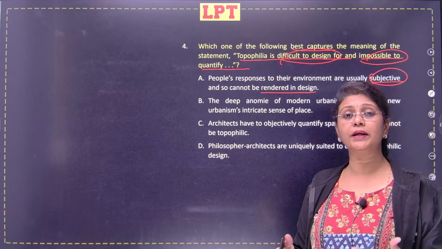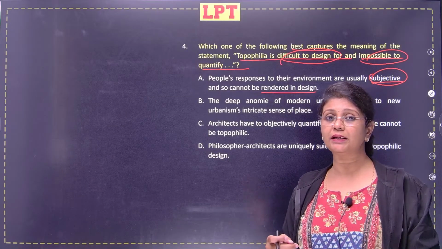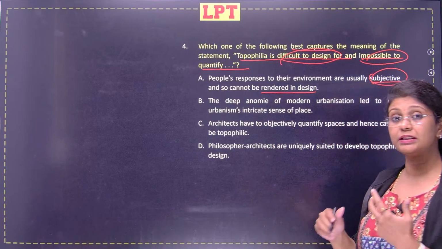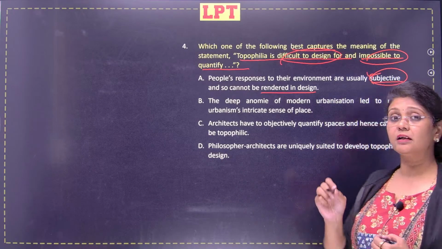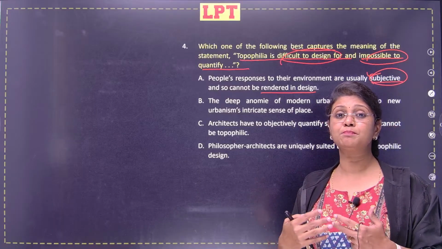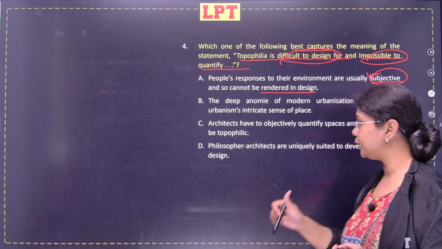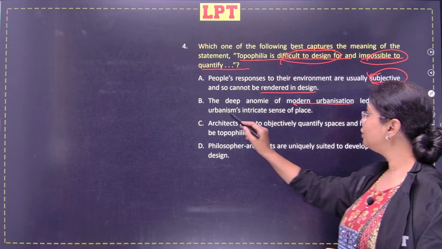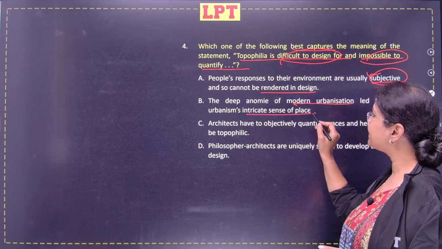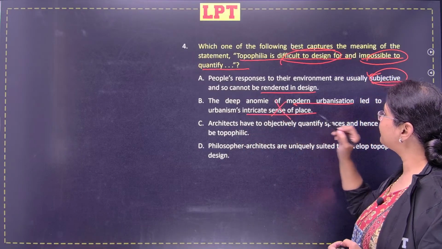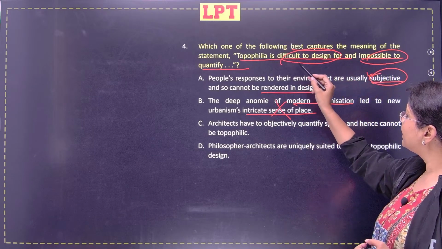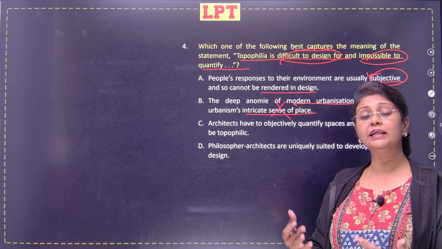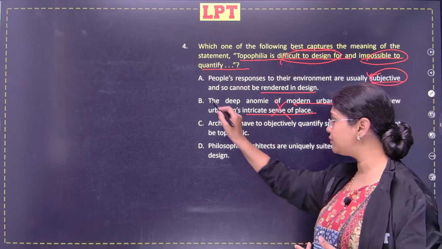Let us also evaluate other options. If we find something better than this option, of course, we'll go for it. Otherwise, we will stick to this particular option here because it does talk about the fact that the experiences of people with respect to place vary significantly. B says a deep anomie of modern urbanization led to new urbanism, intricate sense of place. Well, this is not really the way the author has said that it is difficult to design for and impossible to quantify. That's not the idea that the author was looking for. So even this will be cancelled out.